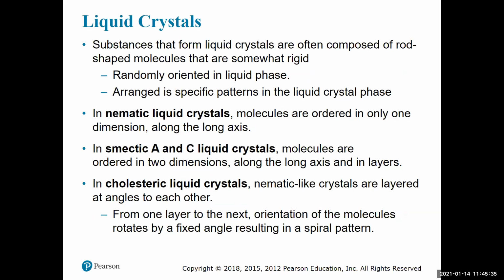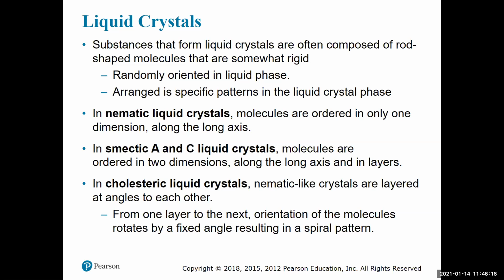Liquid crystals are often composed of rod-shaped molecules that are somewhat rigid. Think of something like a cigar. In the liquid phase, the orientation is random. As they get into that liquid crystal phase, you start to get some order in the physical arrangement of the molecules. These are the definitions of the different orders. In nematic liquid crystals, molecules are ordered in only one dimension, along the axis. The axis is like the length of that cigar.